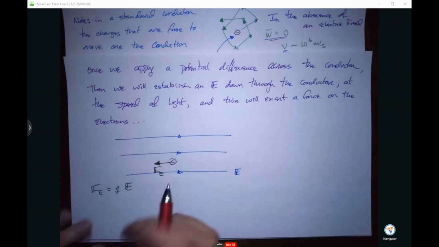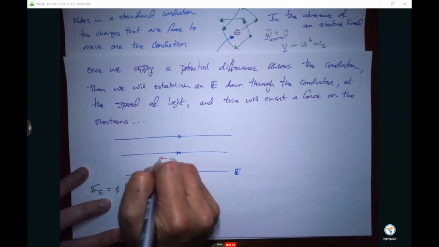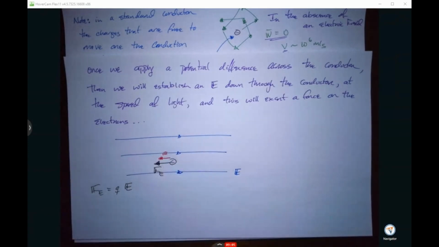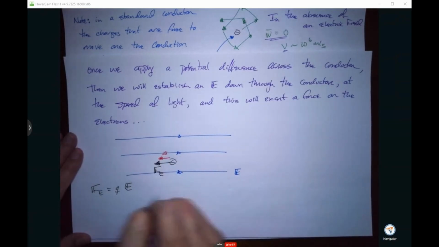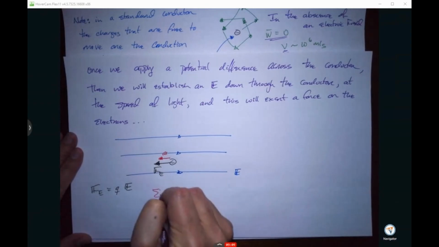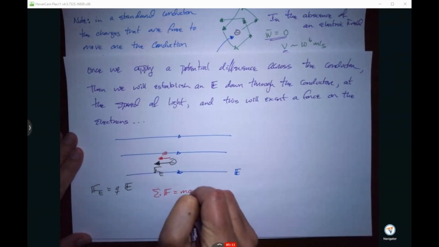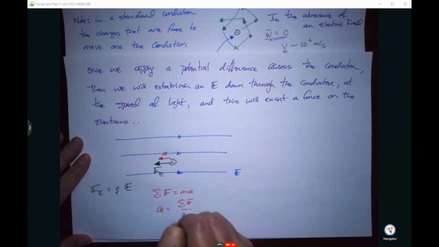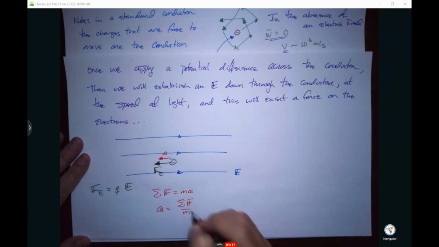And so then this will cause the electron to accelerate in the direction of that force. This is due to Newton's second law, that the net force is equal to the mass times the acceleration, or that the acceleration is the net force over the mass.